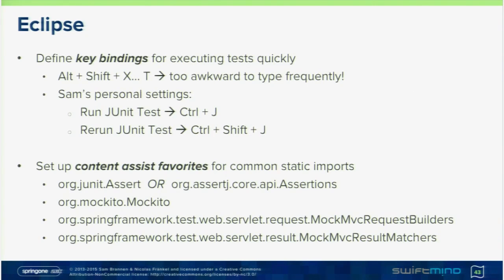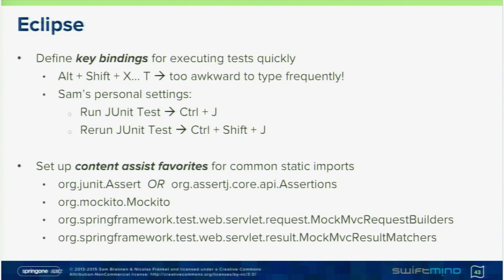Key bindings in Eclipse, one really cool thing. Actually, a Spring guru taught me this many years ago. I don't know if you've ever tried to type Alt-Shift-X and then wait half a second and then hit T. That's really not very efficient. The coolest thing that I know to do is change the settings. If you open up key bindings in the preferences for Eclipse, you can search in the little search box and type in JUnit. You'll see there are two options, a run JUnit and a rerun JUnit.